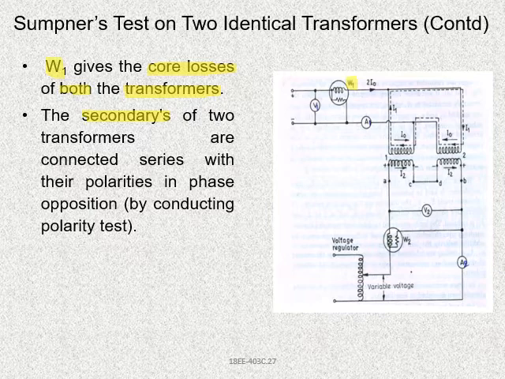The secondaries of two transformers are connected in series with their polarities in phase opposition, by conducting a polarity test. You can check the polarities by conducting a polarity test. Nothing but positive and negative. By that we can connect either in series or parallel. So we know that when a negative is connected to the negative, then it is series.